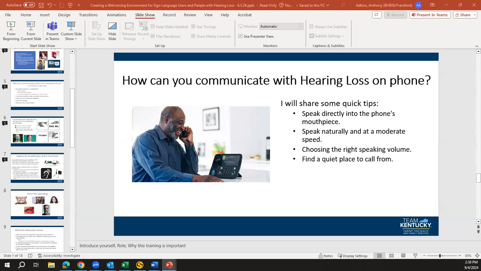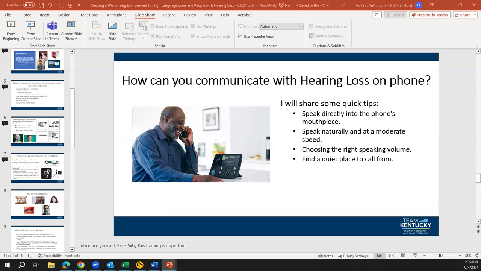So if you're speaking to a person with hearing loss on the phone, not a person who's using a video phone, again, just speak directly to the individual. Make sure that you're speaking into the receiver. Don't try to hold it under your chin or above or anywhere. Make sure you're speaking directly into the receiver. Speak naturally at a moderate pace. Don't try to go faster or slower.